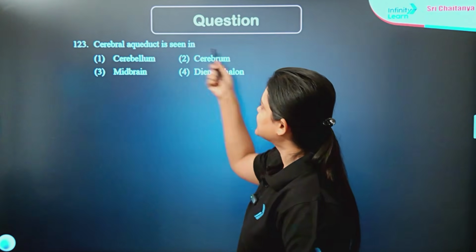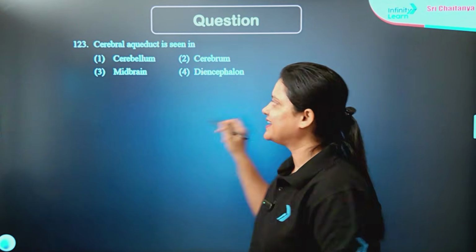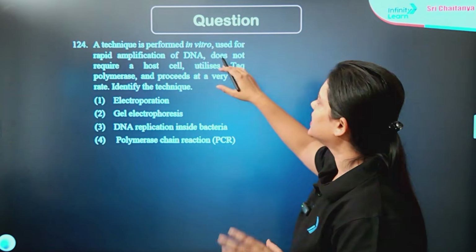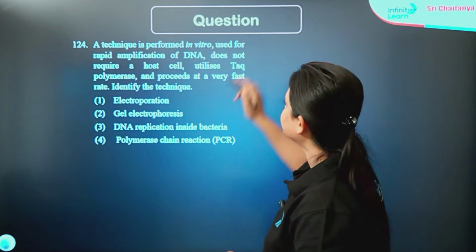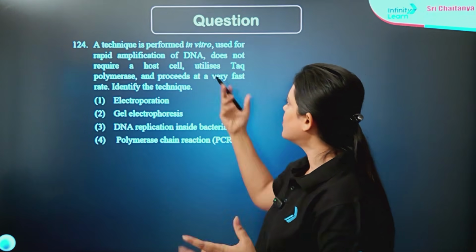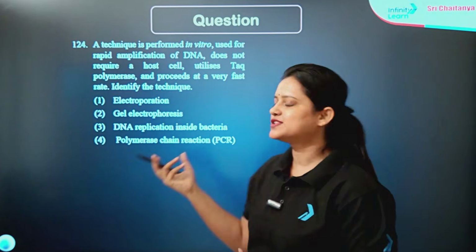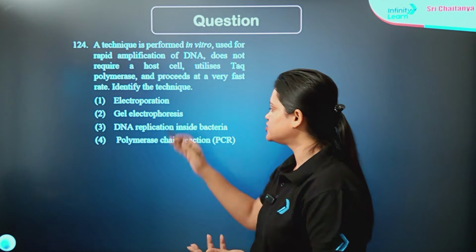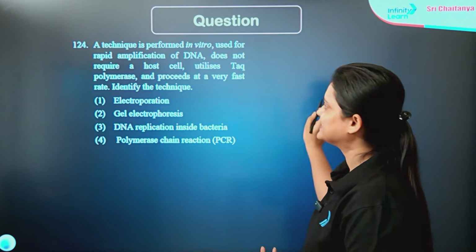Cerebral aqueduct is seen in the midbrain, 3. Direct question. A technique performed in vitro, outside the body, used for rapid amplification of DNA, does not require a host, utilizes Taq polymerase. We know the answer already. It should be PCR, polymerase chain reaction, isn't it?